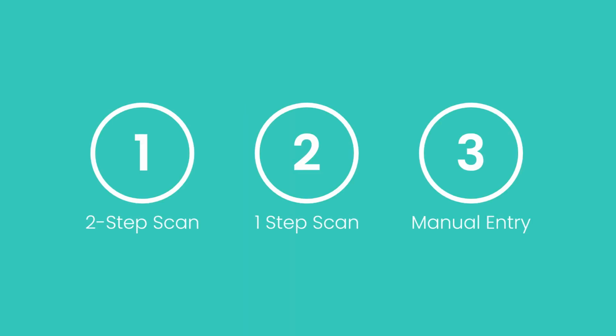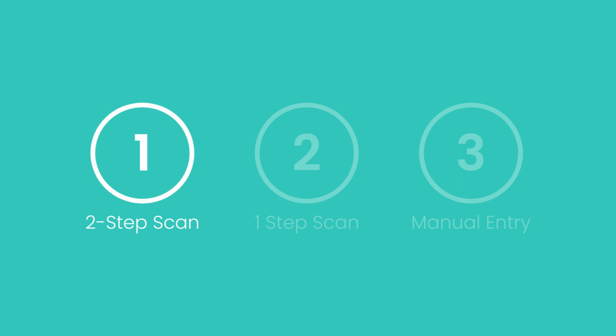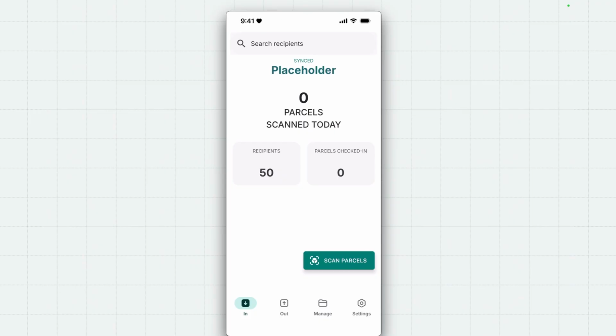There are 3 ways to log in parcels: the 2-step scan mode, the 1-step scan mode, and manual entry. Let's start with the default scan mode. From the In tab, select Scan Parcels.